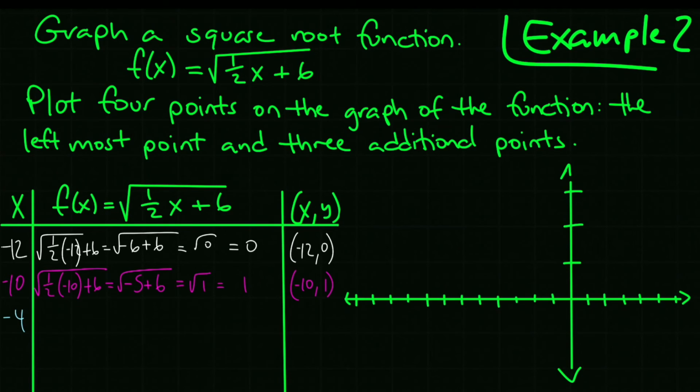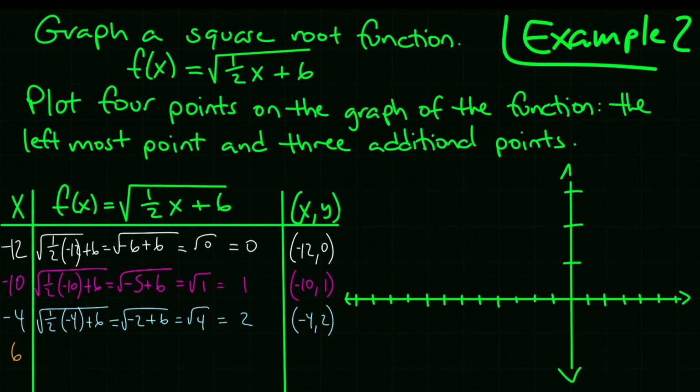I have x is equal to negative 4. So if I have 1/2 of negative 4 plus 6, all of that square rooted. Negative 4 divided by 2 is going to be negative 2. So I have negative 2 plus 6 square rooted. That's the same thing as the square root of 4. The square root of 4 is just 2. So when x is negative 4, my y value is 2.